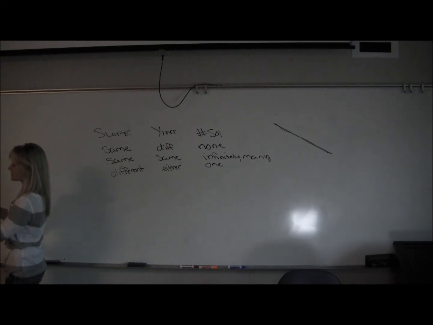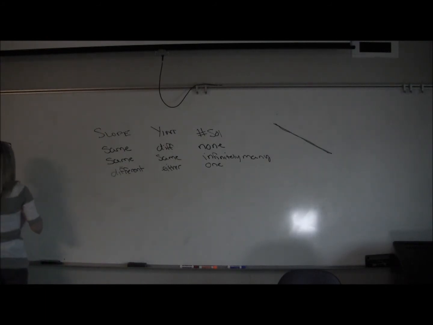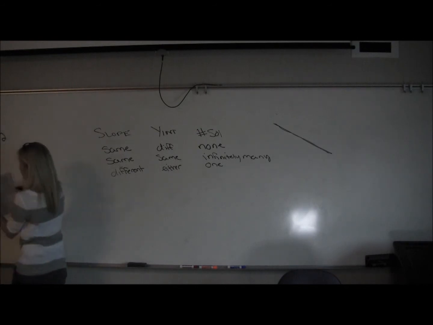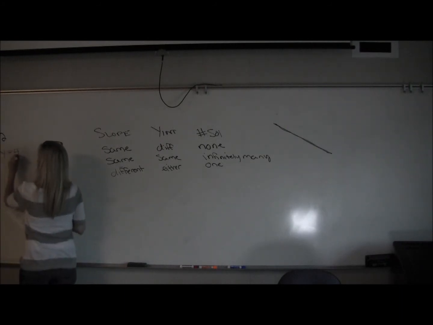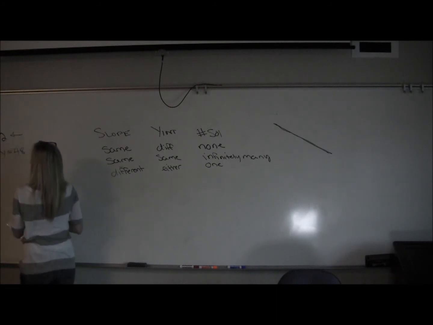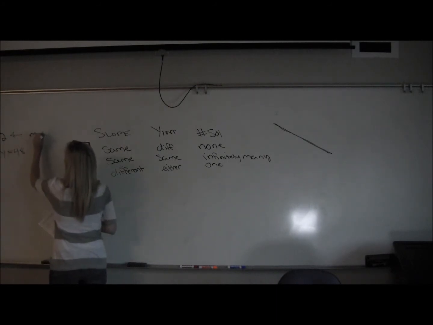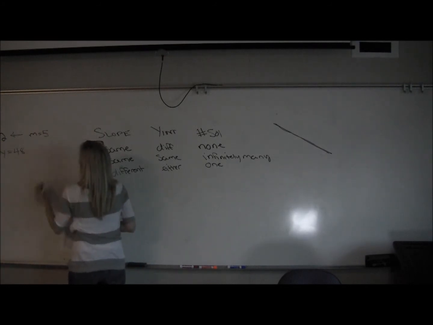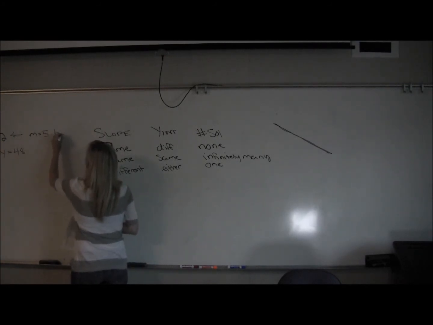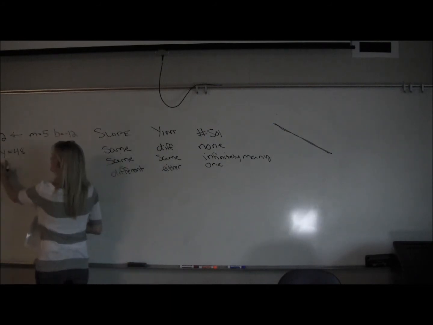So let's look at this first one. We have y equals 5x minus 12. Okay? And then we have 20x minus 4y equals 48. This first one is already in slope-intercept form. I have a slope of 5 and a y-intercept, I'll make it b, of negative 12.